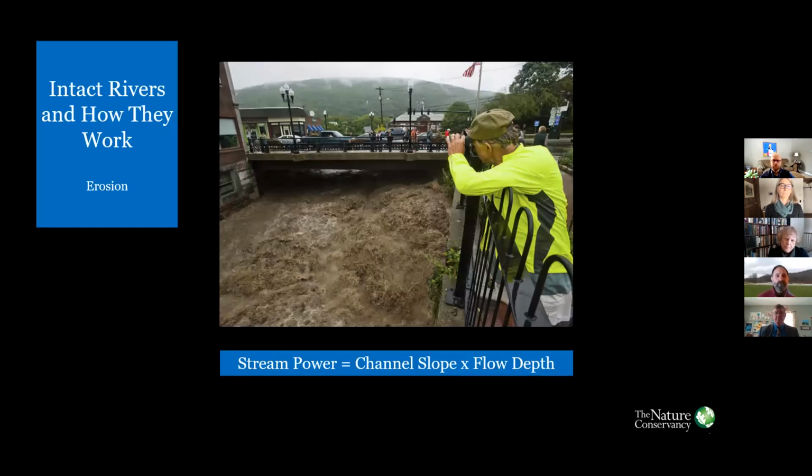So I'm going to start with rivers. And in the next few slides, I'm going to try to provide a basic explanation of what shapes rivers. So the first thing to know is that scientists and engineers measure the erosive force of rivers as stream power. And stream power is simply a product of the slope and the depth of the channel flow. So the deeper the water, the steeper the channel, the more power, the more erosion.